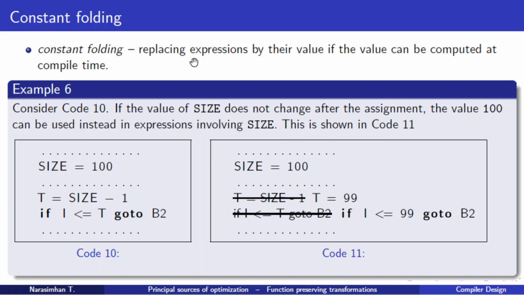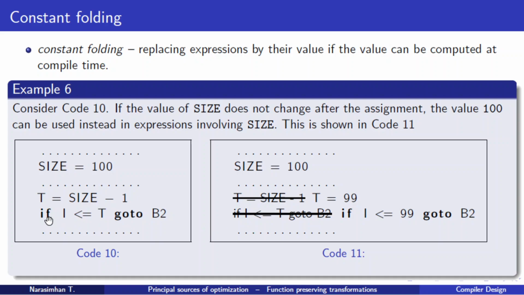Let me give an example. Here you have a variable size which is assigned the value 100, and later on you have a variable t which is assigned the value of an expression that involves the variable size. So t equal to size minus 1. If size equal to 100, then size minus 1 will be evaluated to 99. So t can be assigned the value 99 as shown here.